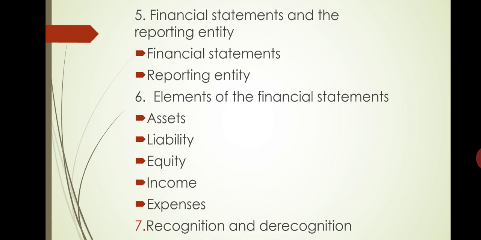And next one, financial statements and the reporting entity. This is classified into two: financial statement and reporting entity. What is a financial statement? Financial statements should provide useful information about the reporting entity or reporting company. The statement of financial position recognizes assets, liabilities and equity. Understood, right? So in the financial statement we can see the information about assets, liabilities and equity. And the statement of financial performance recognizes income and expenses, right?